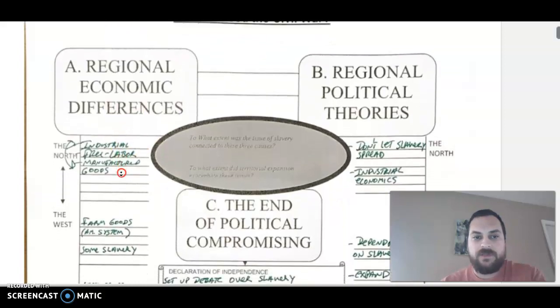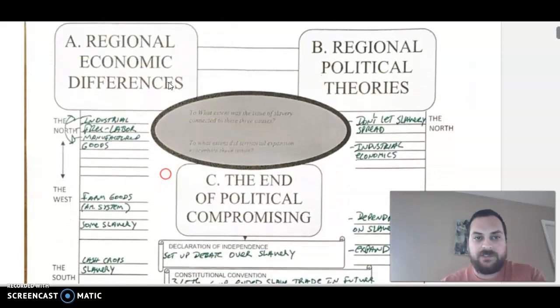So, let's start off with these regional economic differences over here. We pretty much know that since the very beginning of the country, the North has been more industrial, the South has been more agricultural, or almost entirely agricultural, and that is still going on here on the eve of the Civil War. So, if we look here, the North is industrial, producing manufactured goods, and has tons of free labor. So, it's not like there's no agriculture in the North.